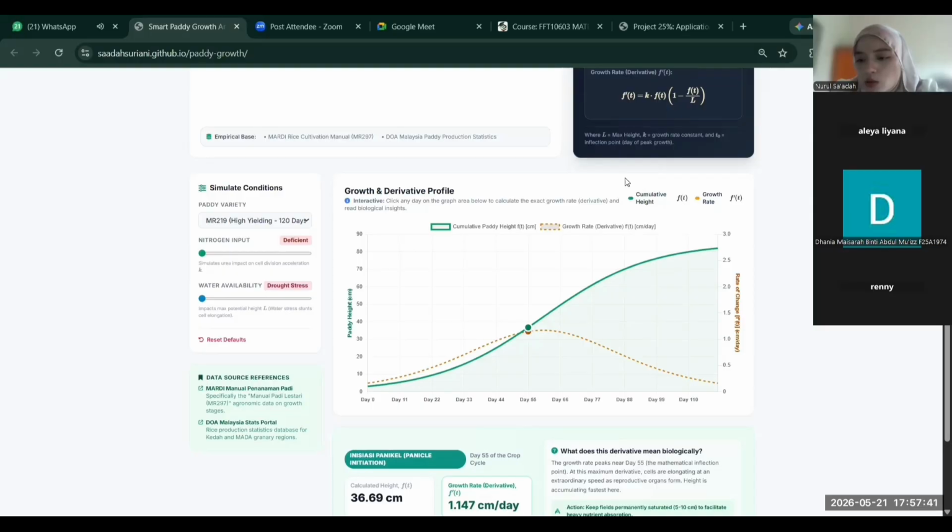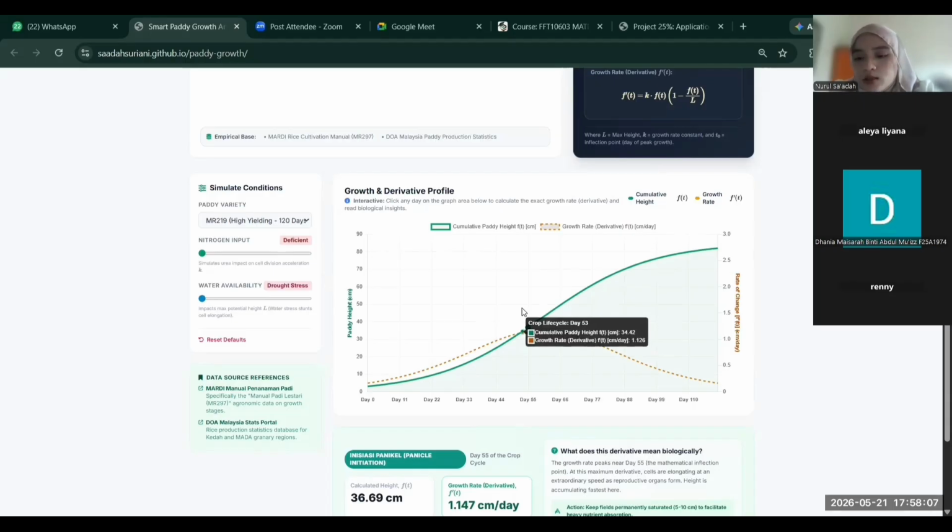The danger when hit with nitrogen deficiency and drought is a long vegetative-to-reproductive period, at 120 days total versus 115 days for MR297. Prolonged exposure to stress leads to a massive drop in yield from its high genetic yield potential.